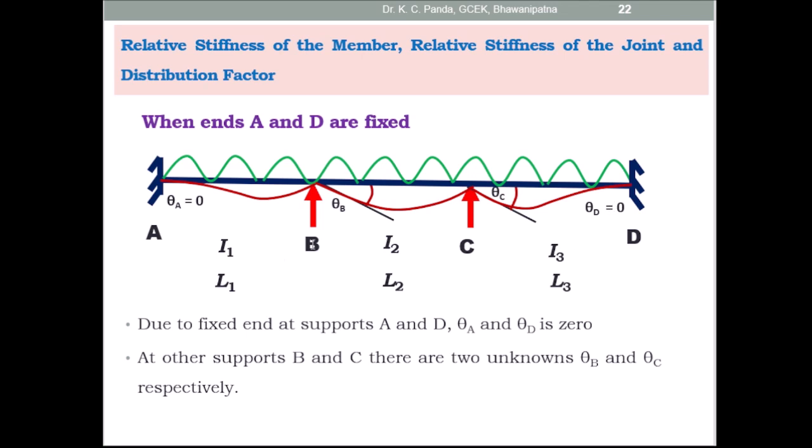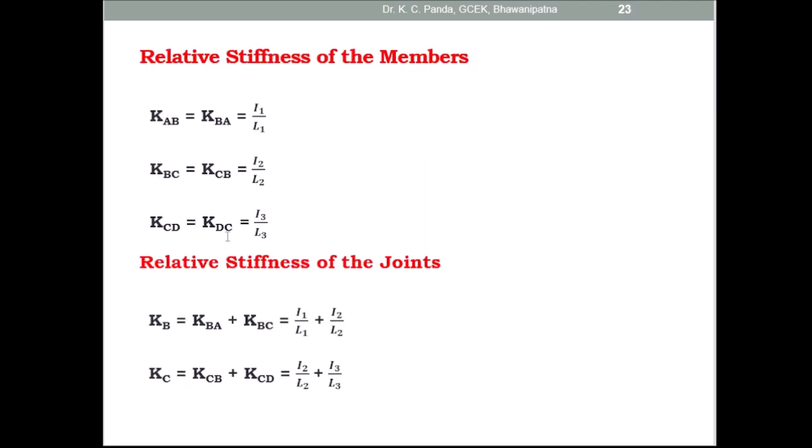So you know the relative stiffness of the members. Here you put the relative stiffness of the members: KB is equal to KBA plus KBC, that is I1 by L1 plus I2 by L2. Similarly, KC is equal to KCB plus KCD, that is equal to I2 by L2 plus I3 by L3. So these are the relative stiffness of the joints.